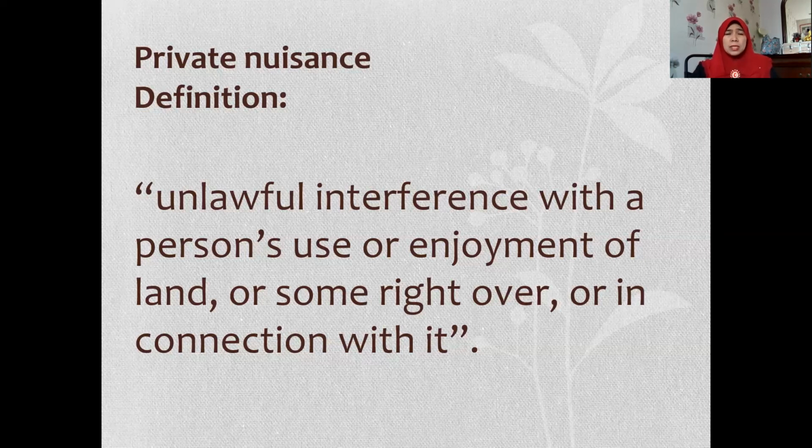So private nuisance refers to unlawful interference with a person's use or enjoyment of land. So the keyword here is use or enjoyment, or some rights over or in connection with it. So basically, it revolves around the use or enjoyment of somebody's land, the plaintiff's land. And whenever there's any unlawful interference by the defendant, then the plaintiff has the right to sue under private nuisance.